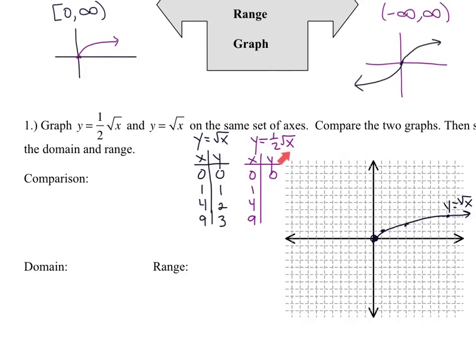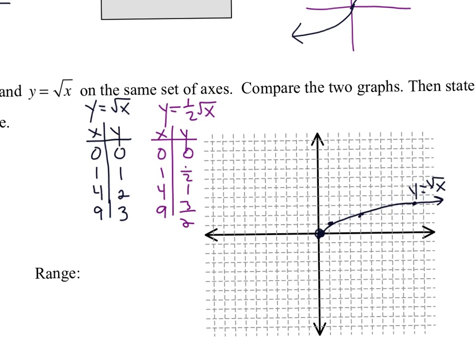And then we have 1, the square root of 1 is 1, times 1/2 is just 1/2. And then 4, the square root of 4 is 2, 2 times 1/2 is 1. And then the square root of 9 is 3. 3 times 1/2 is just 3/2, which is 1.5. I'm going to try to zoom in a little bit to make it easier to graph. So 0, 0, and then 1, 1/2, and then 4, 1, and 9, 1.5.